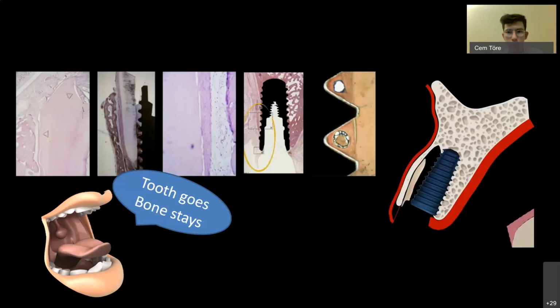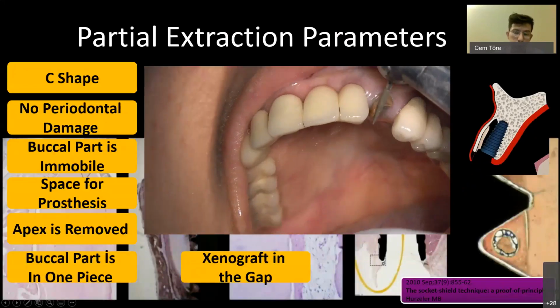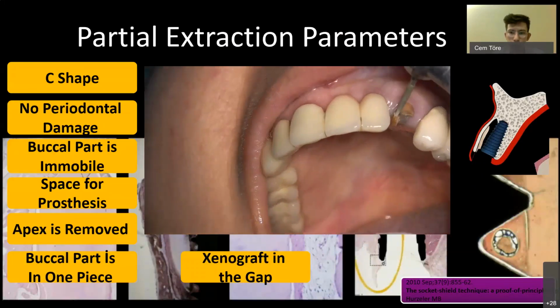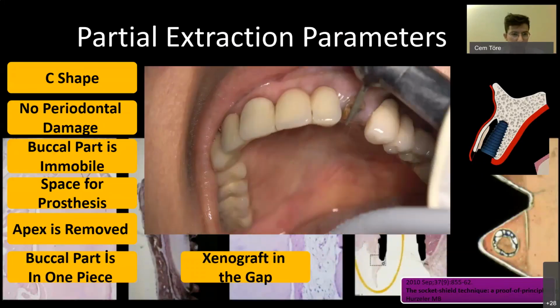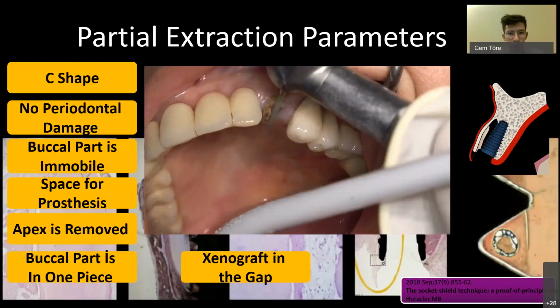Basically, we will talk now about socket shields. What we are saying is we want to make sure the tooth goes away, but the bone stays. Well, how do we do that? If we extract the tooth, like we said, we are taking away half of the blood supply of this thin piece of bone from the periodontal ligament. Well, we remove the rest of the tooth, but we keep a part of the buccal tooth in the socket. This is called a partial extraction or a socket shield.